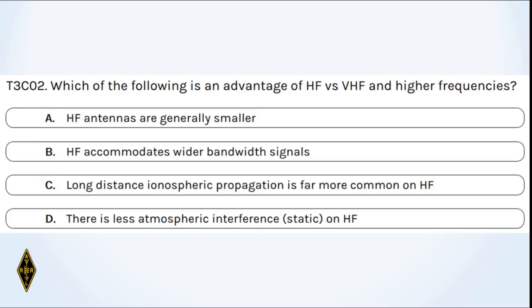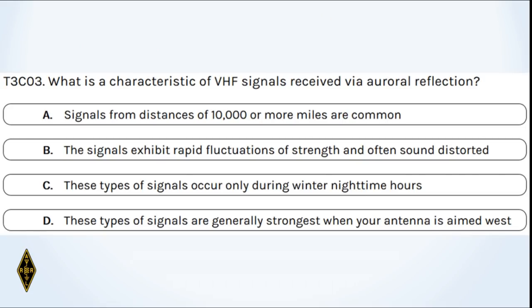Long distance ionospheric propagation is far more common on high frequencies. That's what we were hearing. We were listening on that receiver earlier from Twente in the Netherlands, and we were hearing somebody from Oregon. So that was via ionospheric propagation. That was on the 40-meter band, by the way.